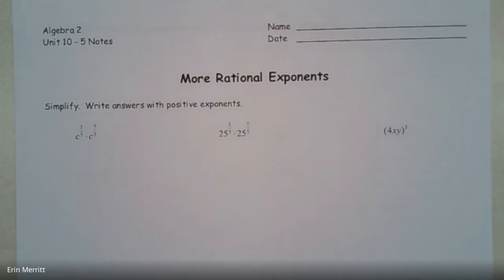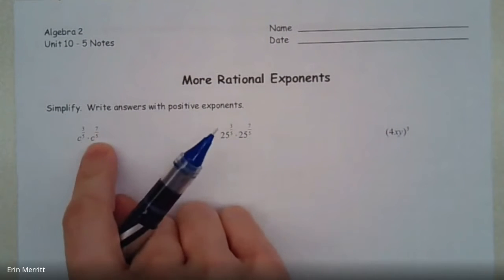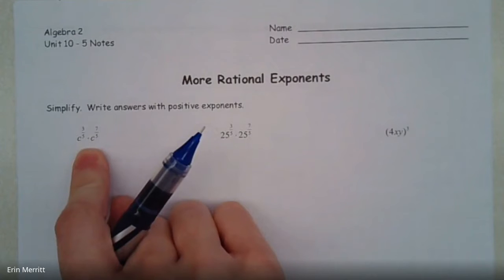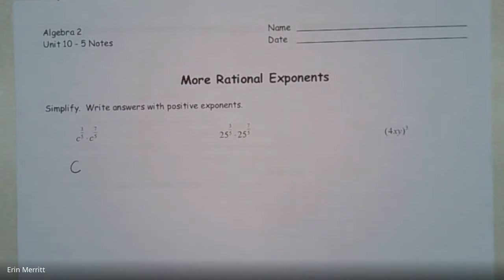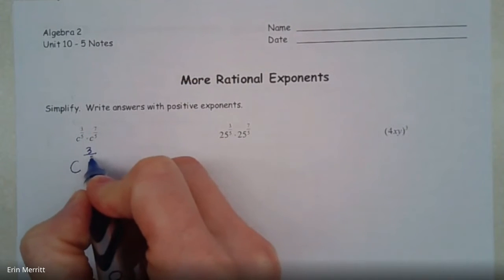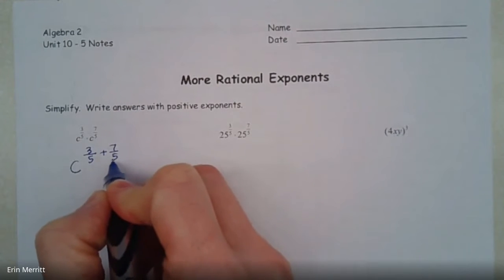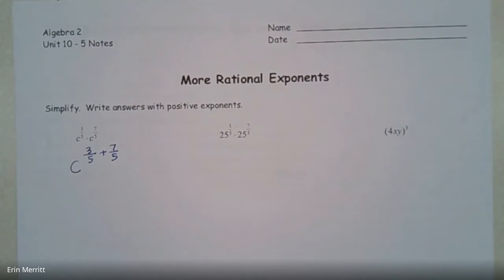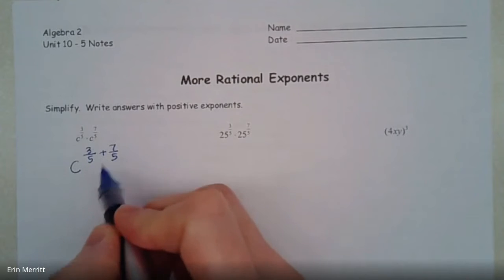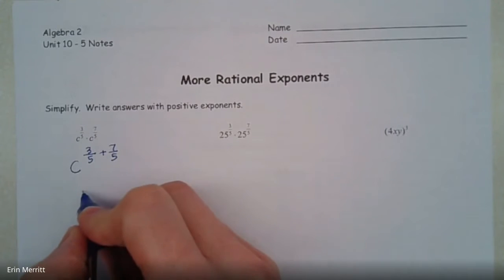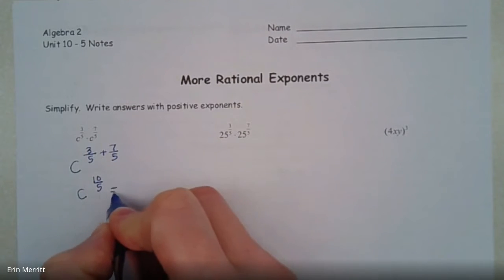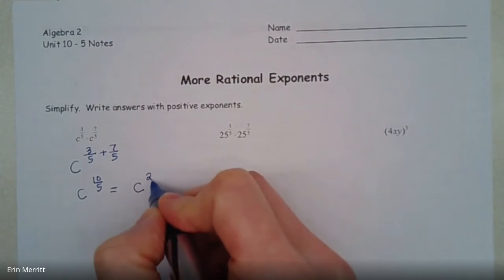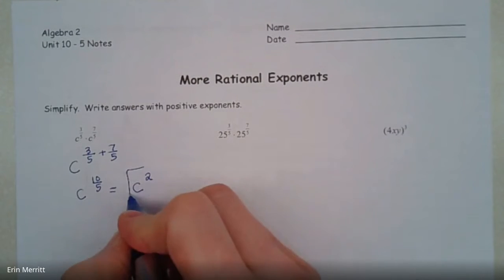Starting with the very first one, when we've got same bases and we are multiplying, the rule is keep the base, add the exponents. For this first one, we're going to keep that base of c, and then we're adding the exponents 3/5 and 7/5. This one's so pretty to start because we have a common denominator, which is what we need to add. So we're just adding those numerators together. 3 plus 7 will give us 10/5. And then if you can simplify it, perfect. So that'll just give us c squared.